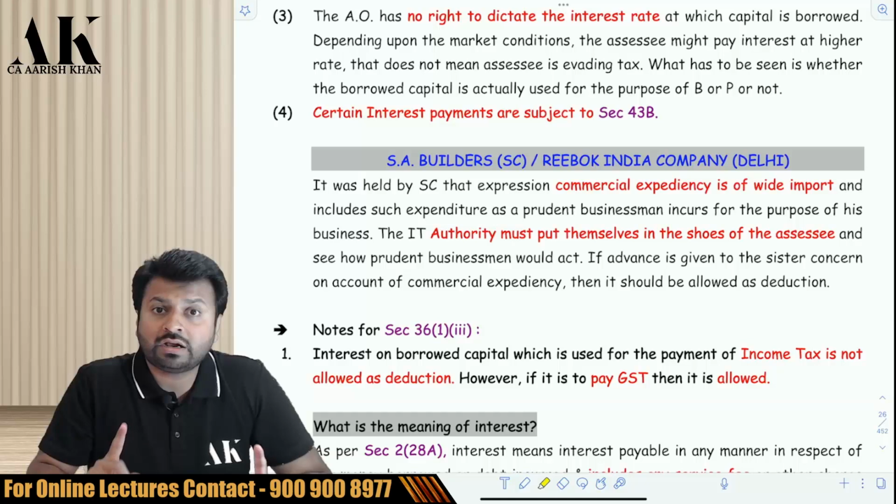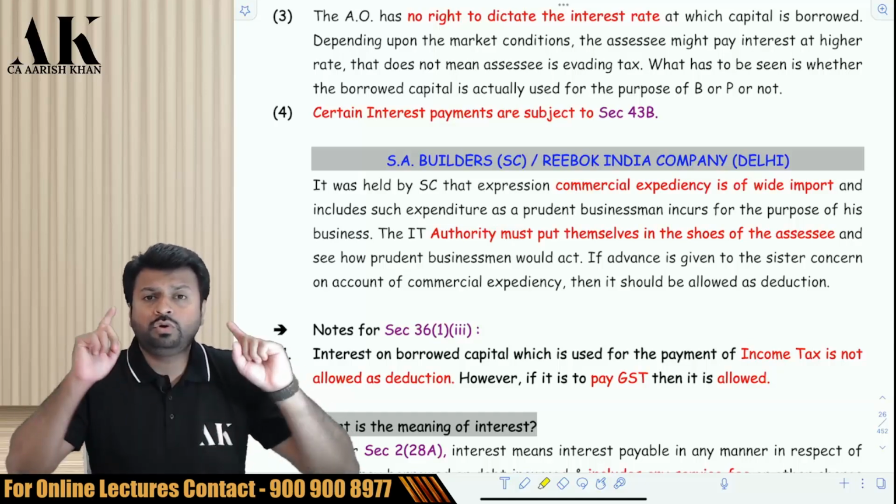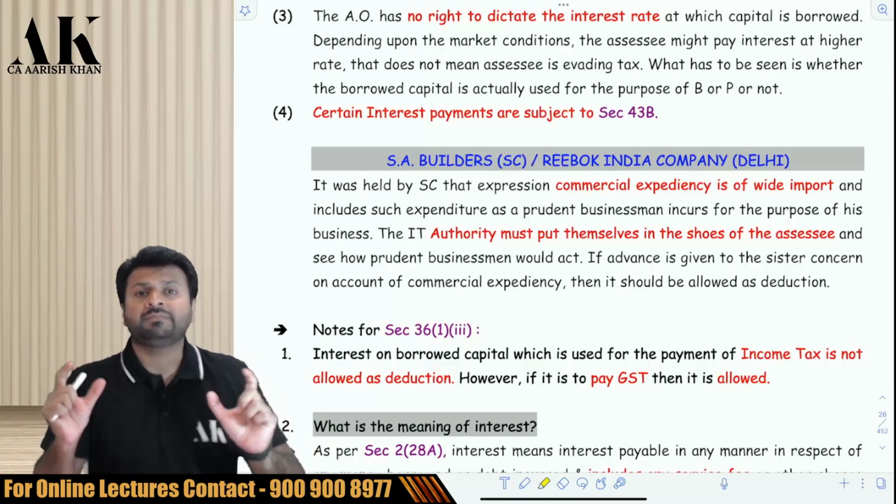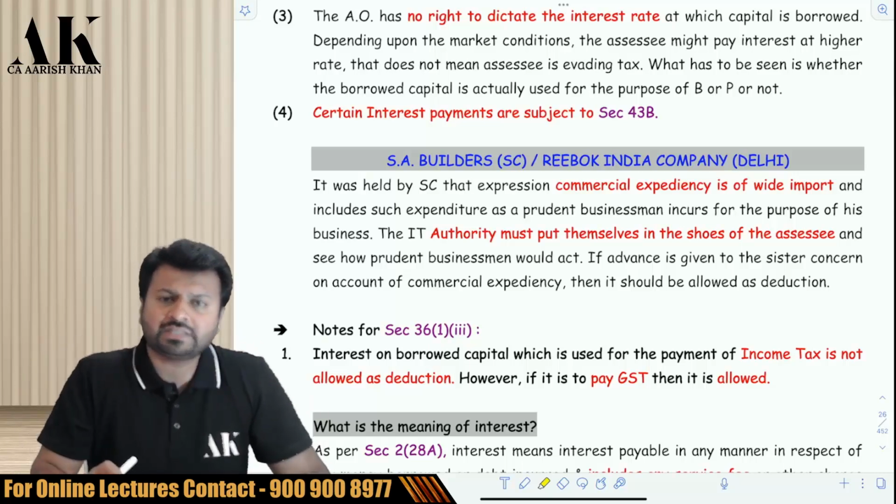So you have to look into the commercial expediency of every transaction. You have to look into the facts and circumstances of every transaction, and then identify what is meant by the phrase that the money borrowed should be used for the purpose of business and profession.